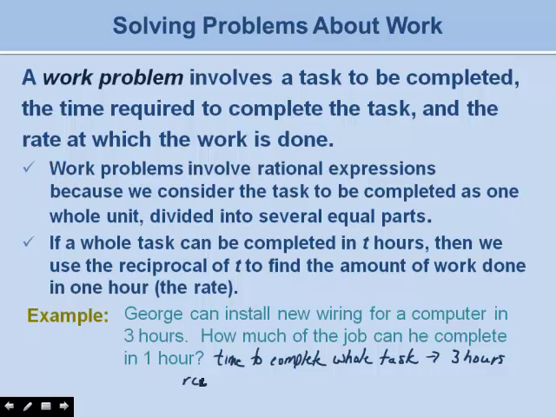If we want to know how much of the job he can complete in 1 hour, then we're going to use the reciprocal of 3 to give us the fraction of the job that he can complete in 1 hour. So the reciprocal of 3 is 1/3, and that means he could complete 1/3 of the task in 1 hour.